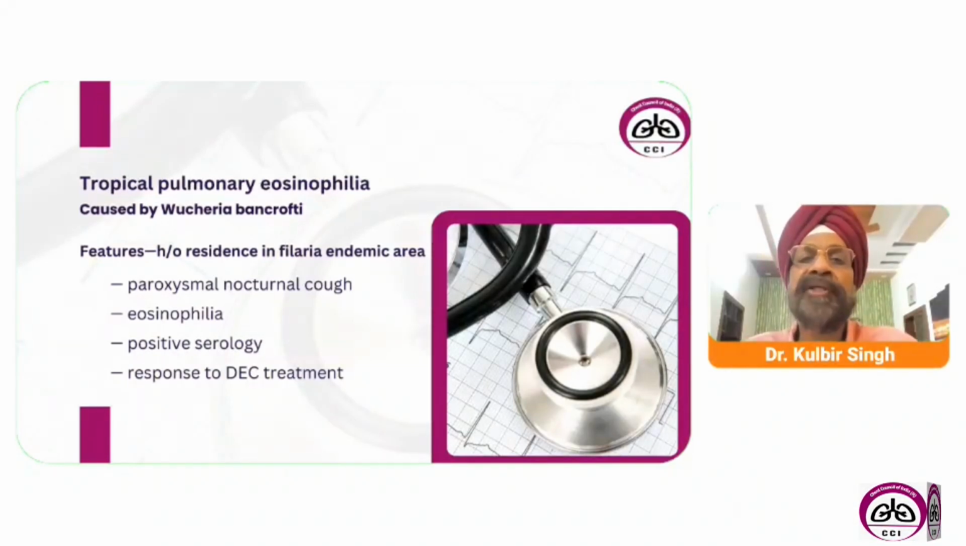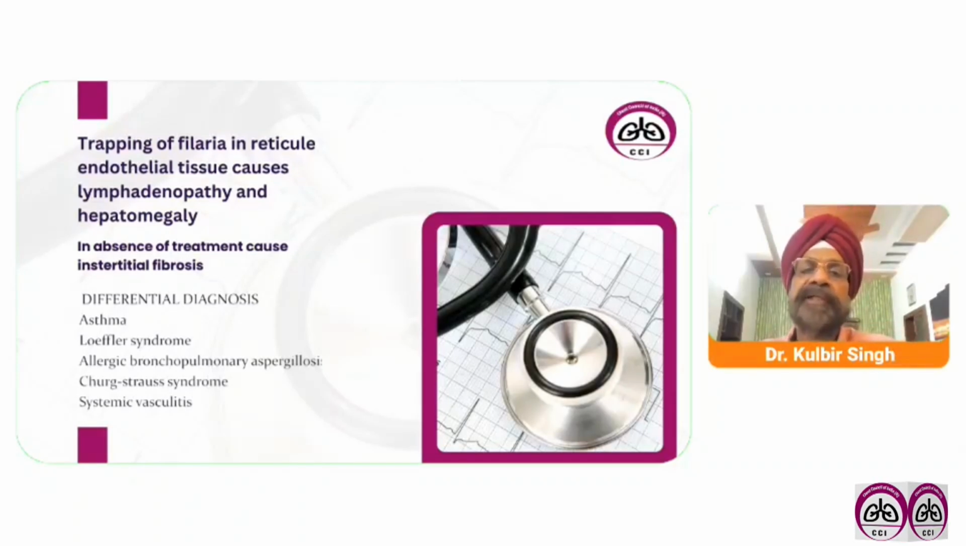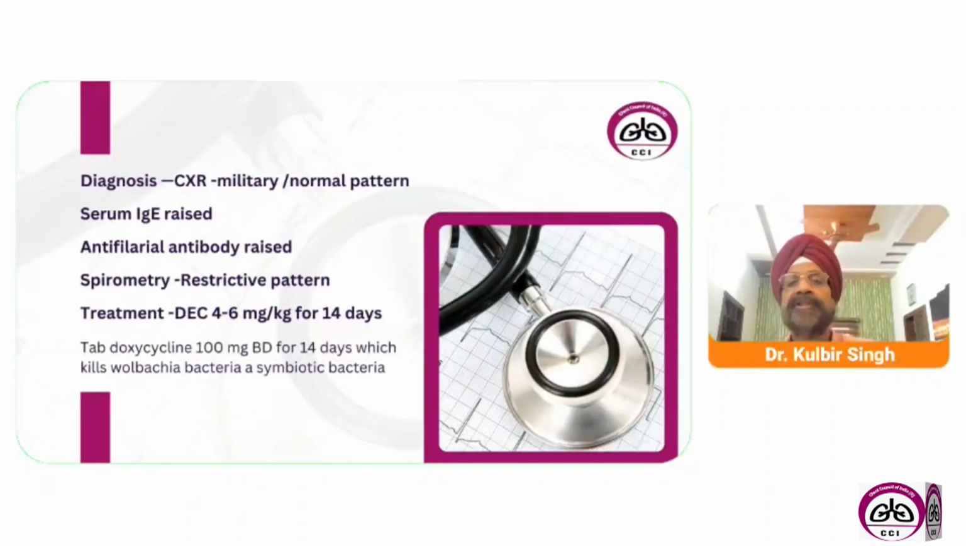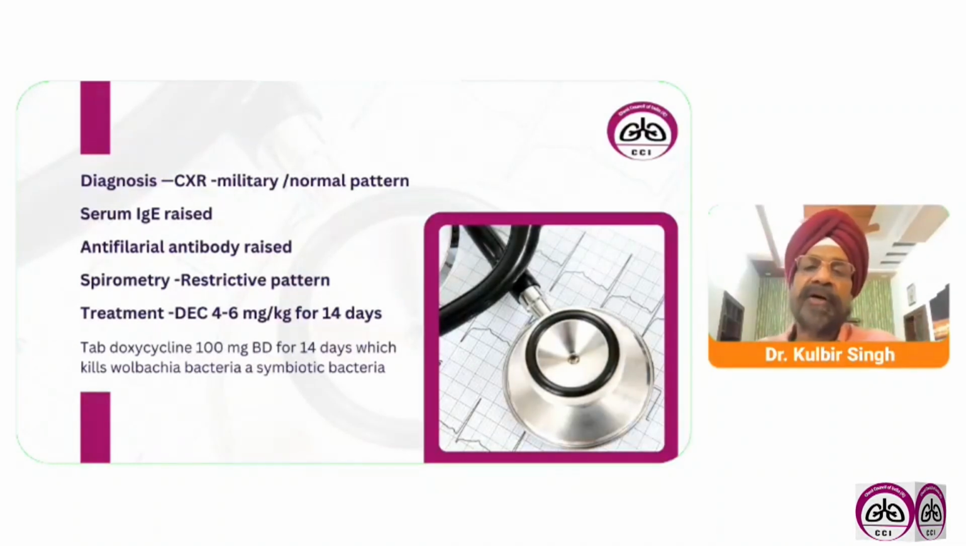Trapping of filaria in the reticuloendothelial tissue causes lymphadenopathy and hepatomegaly. In the absence of treatment, it can cause interstitial fibrosis in the lungs. Differential diagnosis is asthma, Loeffler syndrome, allergic bronchopulmonary aspergillosis, Churg-Strauss syndrome, and systemic vasculitis. Diagnosis: chest X-ray usually shows a miliary or normal pattern. Serum IgE is raised, anti-filarial antibody is raised. Spirometry shows a restrictive pattern, and treatment is DEC 4 to 6 milligram per kg body weight for 14 days.